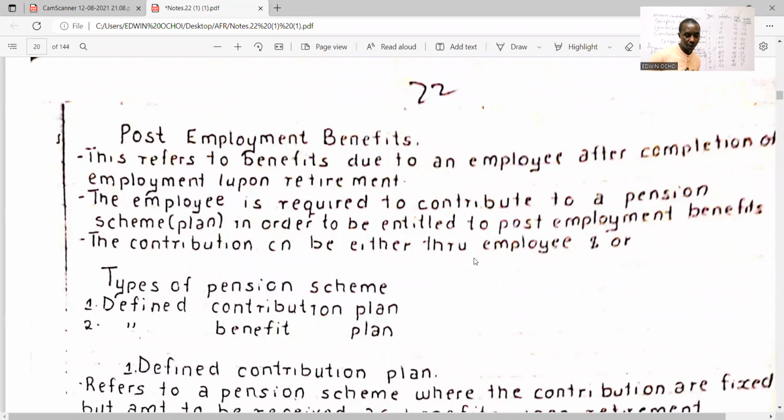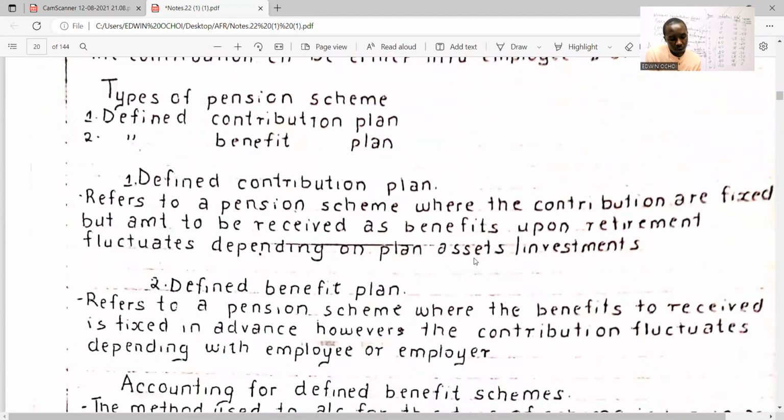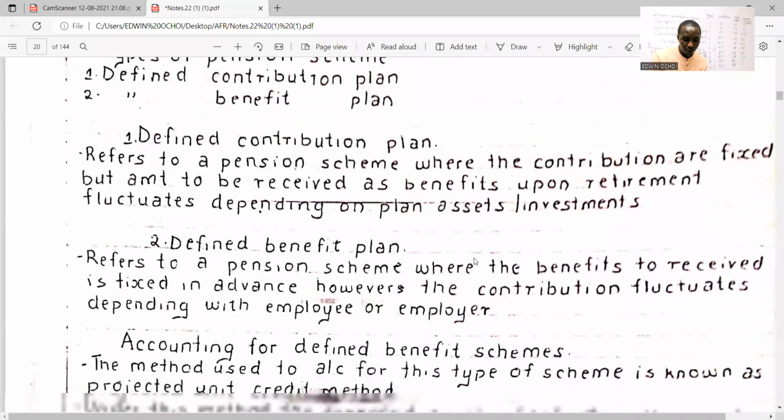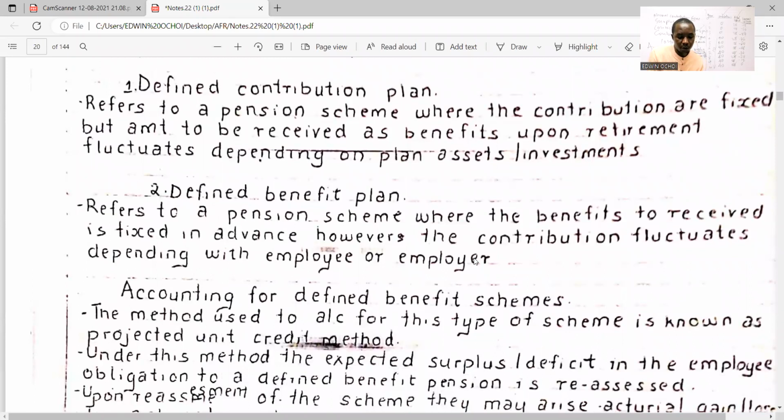Types of pension scheme: defined contribution and defined benefits plan. When we talk about defined contribution, you can explain it from the word contribution. The contributions made are fixed, but the benefits fluctuate depending on plan assets. So the contributions are fixed, but the amount to be received as a benefit fluctuates. When you are talking about defined benefits, the benefits to be received are fixed in advance. From the word benefit, the benefits are fixed, but the contribution now fluctuates depending on the employee.